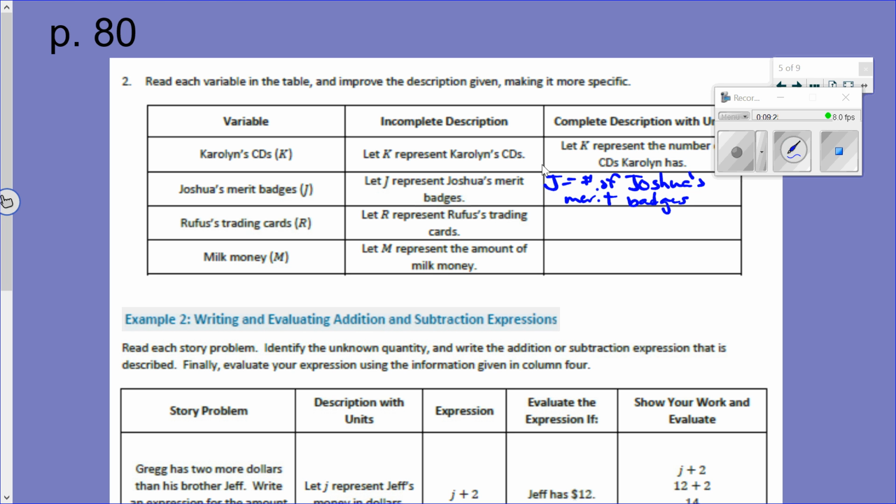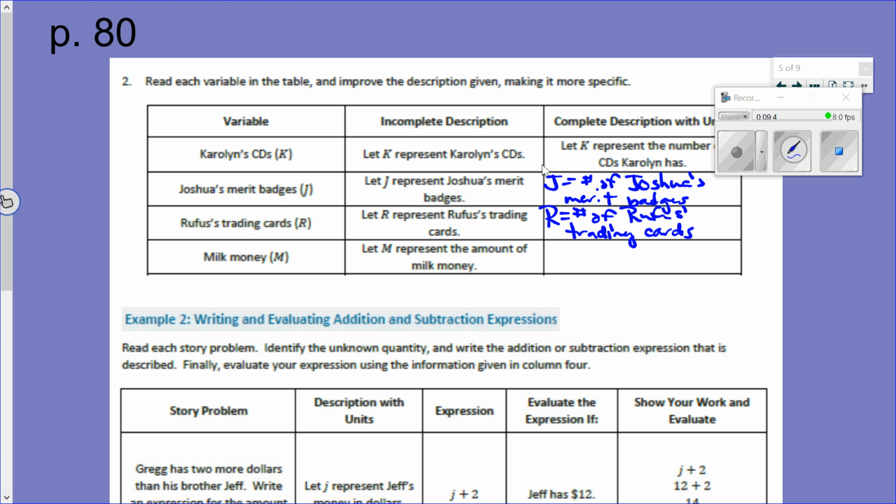What would make sense? Numbers. No, trading cards in pieces. Lemons with paper. No, number. Guys, quiet down, please. Number of Rufus's trading cards. So again, that is more specific. It's telling me how I'm breaking these down.